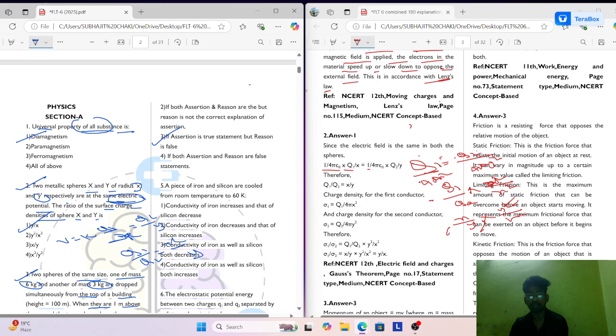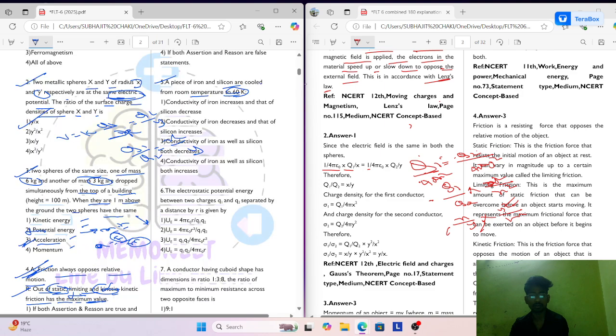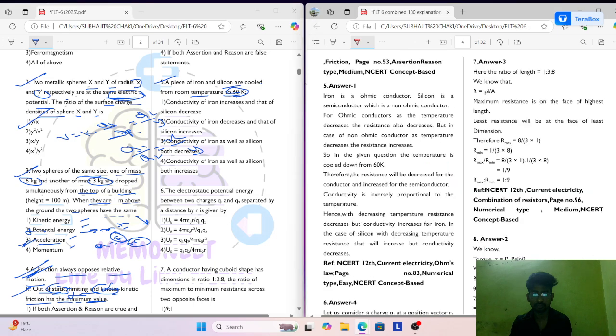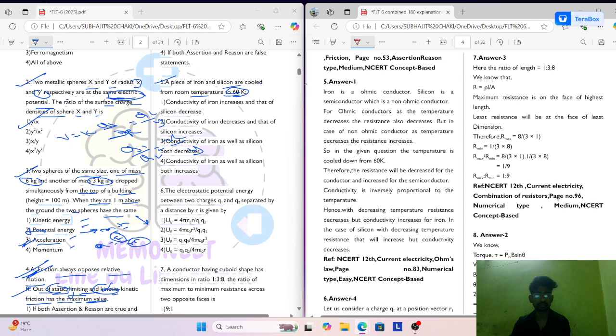A piece of iron and a piece of silicon are cooled from room temperature to 60 K. What will happen? The conductivity of iron increases and that of silicon decreases. Iron is a conductor, and silicon is a semiconductor.